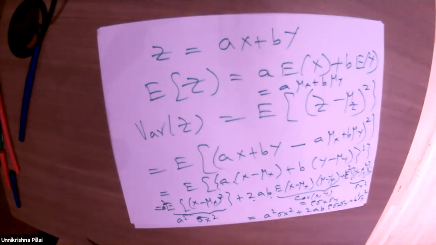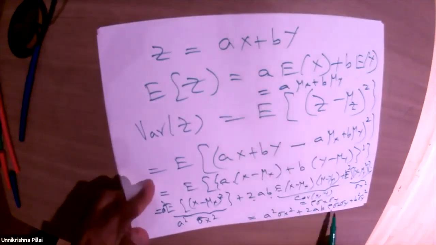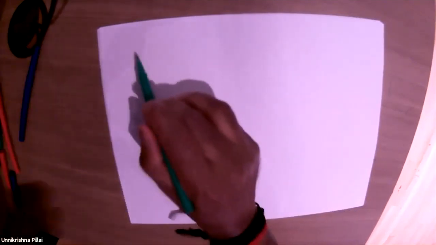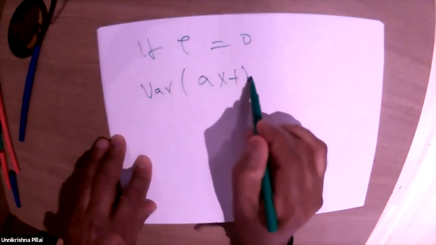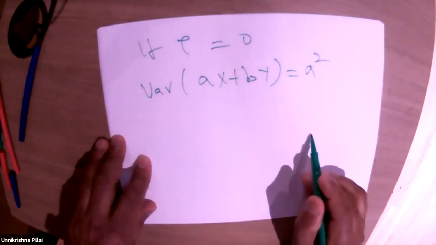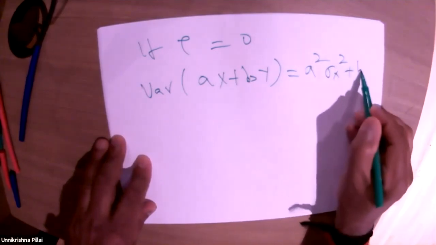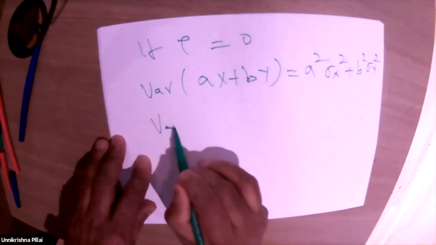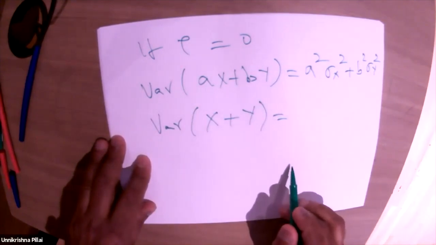So what if x and y are uncorrelated? What's the variance? Uncorrelated means rho is zero. Look at the last expression. The middle term will be gone, right? So if rho is zero, what is the variance of ax plus by? A squared sigma x squared, then sigma y squared. So what's the variance of x plus y, if rho is zero?